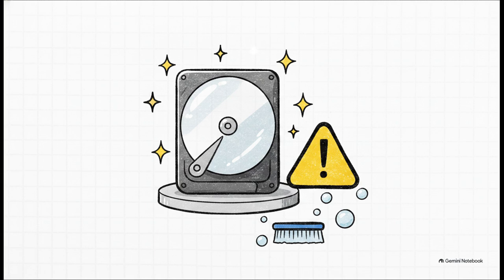Now, if you choose the local Rook-Ceph route, please heed this warning. Providing a dirty disk is without a doubt the single most common reason these storage deployments fail. Your secondary disk has to be completely clean. I'm talking no existing file system, no FS type, no partition table, nothing. And if you've got multiple nodes, the device name, like /dev/vdb, has to be perfectly consistent across all of them. Rook-Ceph needs raw, untouched block storage to work its magic.